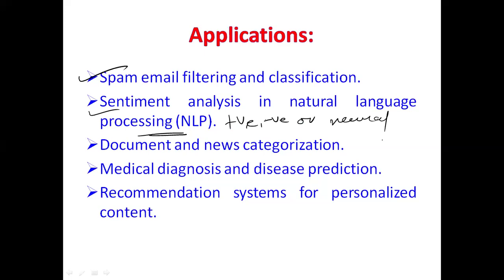In document and news categorization, the third application, naive Bayes is employed to classify text documents into predefined categories efficiently. In the medical field, it is used for disease prediction and diagnosis, helping identify possible conditions based on symptoms. Additionally, it plays an important role in recommendation systems, offering personalized suggestions based on user preferences and past interactions, mainly in Amazon and online shopping.